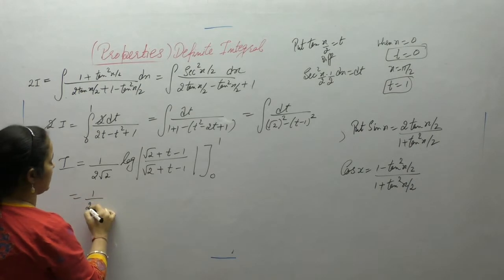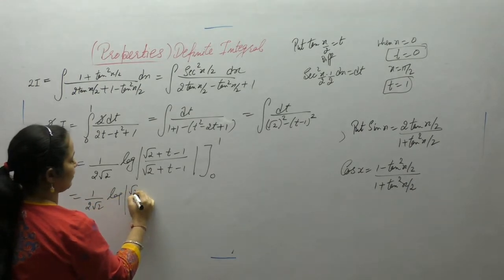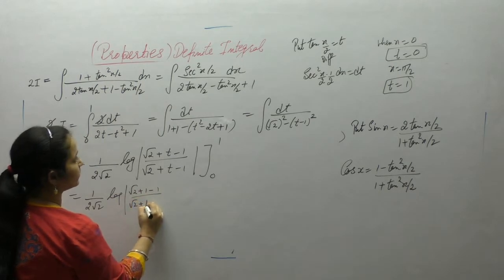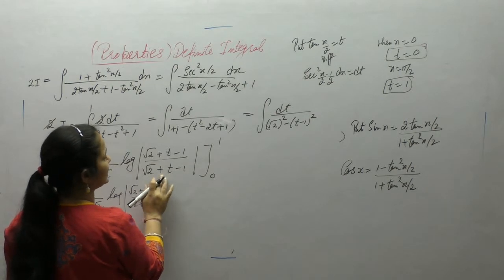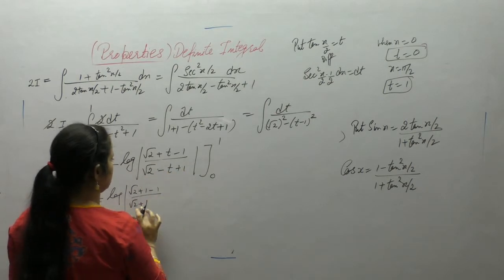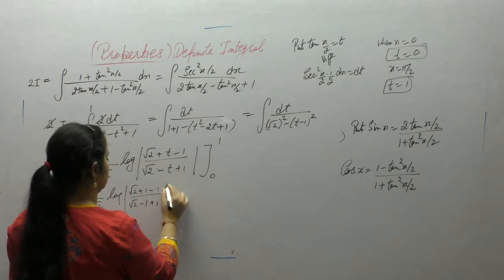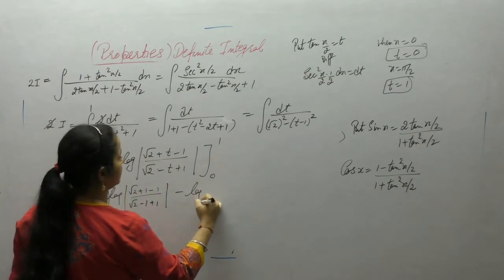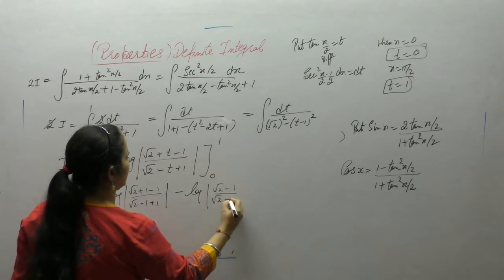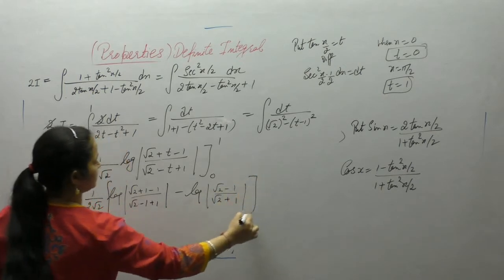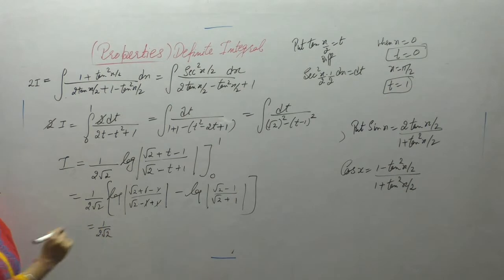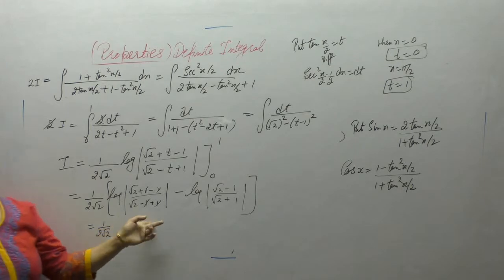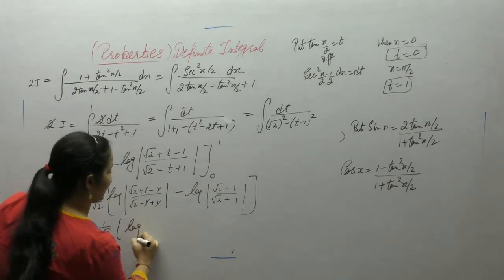Put the upper limit now: log of a plus x upon a minus x, minus the lower limit, root 2 minus 1 upon root 2 plus 1. So we get 1 upon 2 root 2 times log of 1, and log 1 is 0.